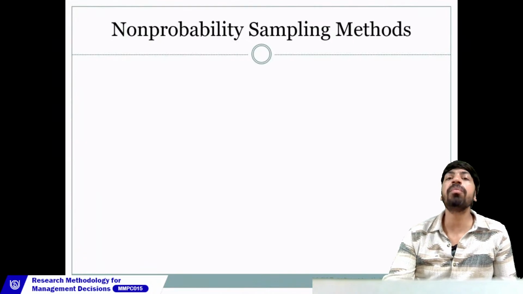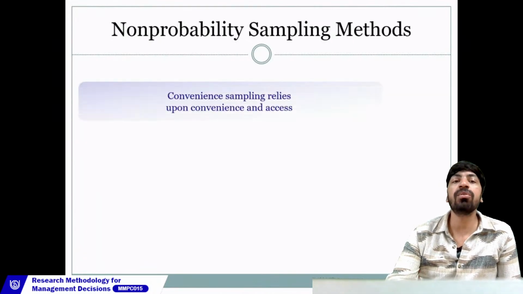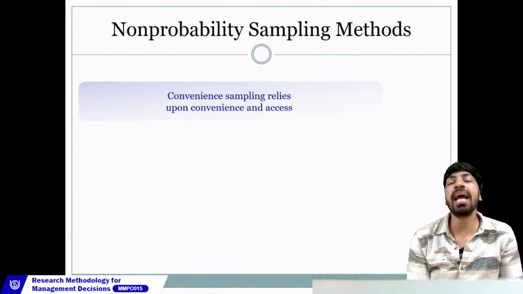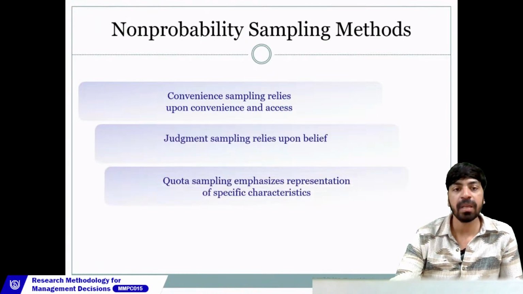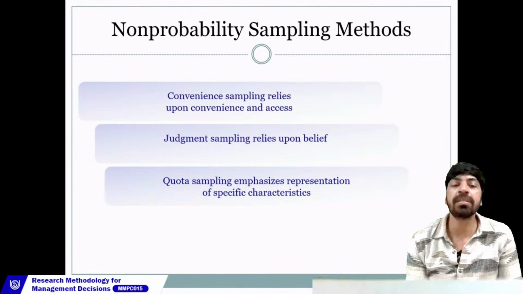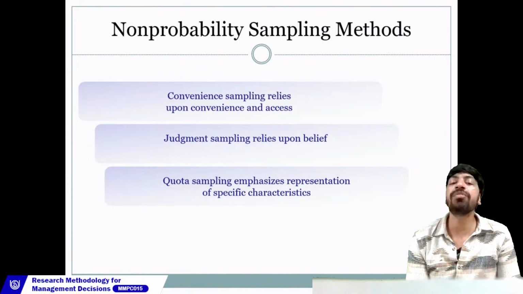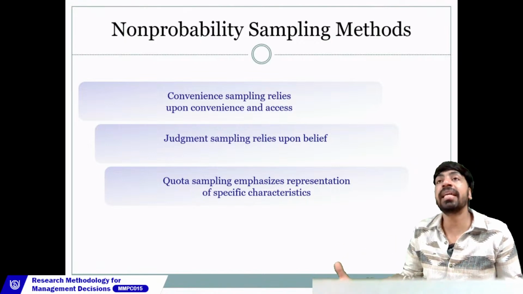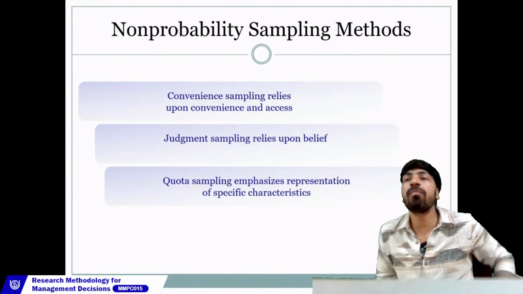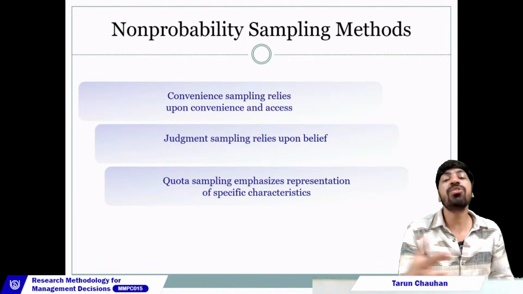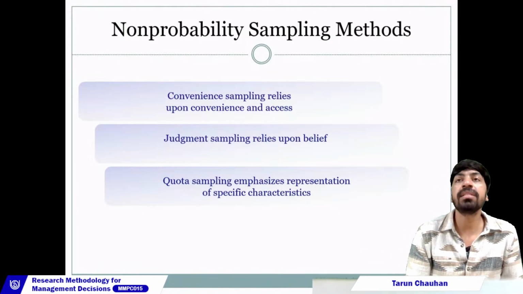The next one is non-probability sampling techniques. Convenience sampling relies upon convenience or access. Judgment sampling relies upon the belief or the experience of the participants. Quota sampling focuses on representing specific characteristics. That means samples are collected from different characteristics of different individuals, and that's called quota sampling.